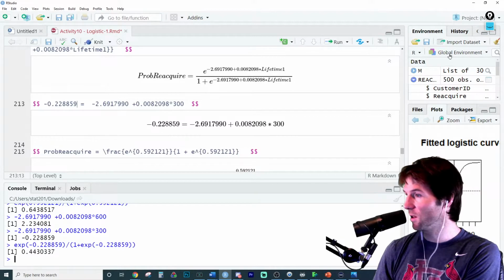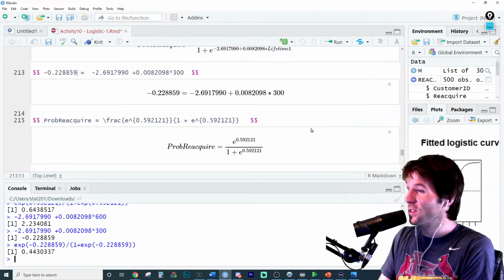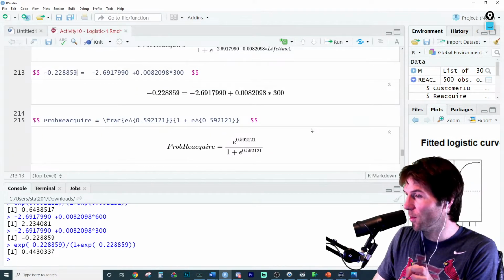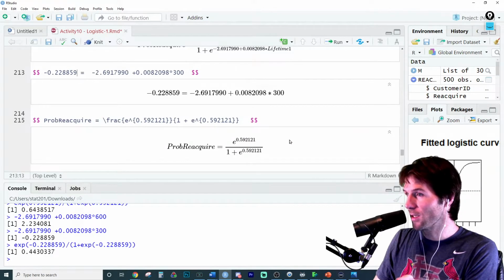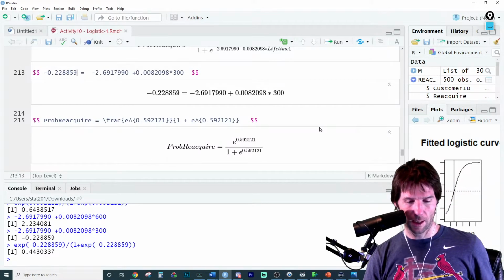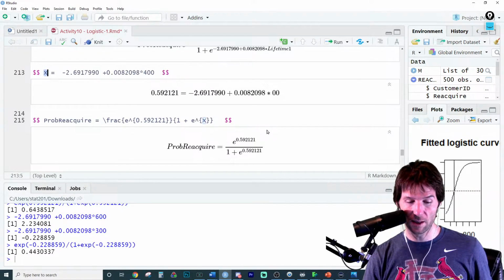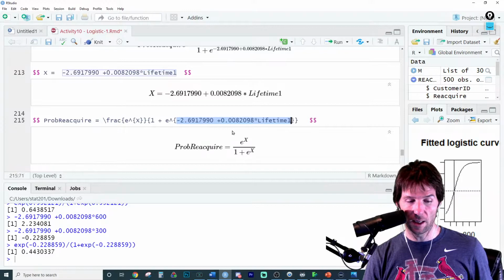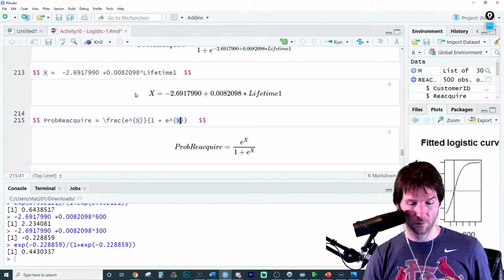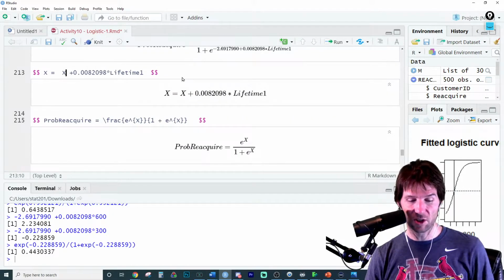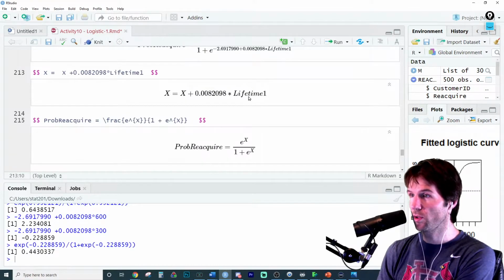Once again, this is where I see a lot of mistakes on the test. I've been teaching this class a while, and usually when solving for the probability, people forget to do the e raised to the over the 1 plus e raised to the. I want to go back to the way I wrote it, because once I realized writing it this way, it really helps. Solving it, that's just x. So you're just plugging in the value of lifetime, solving for x.